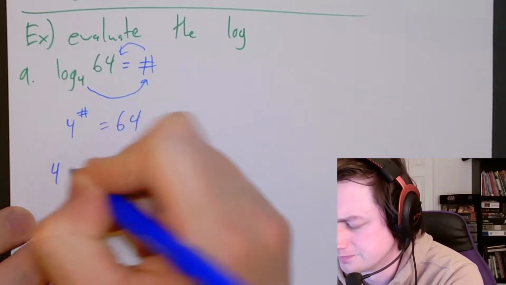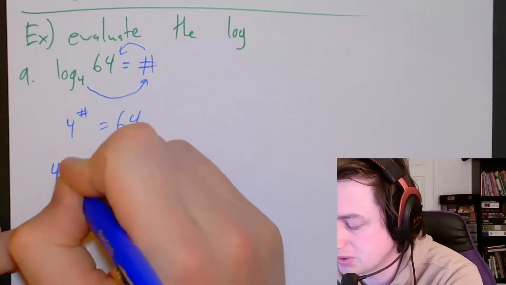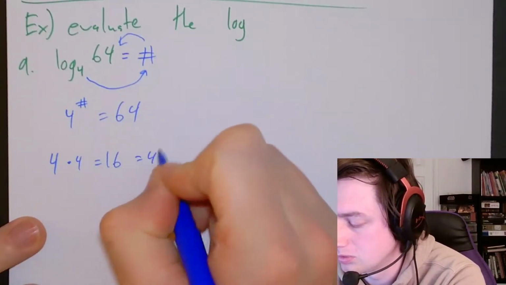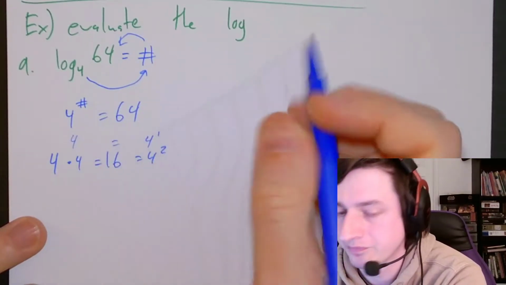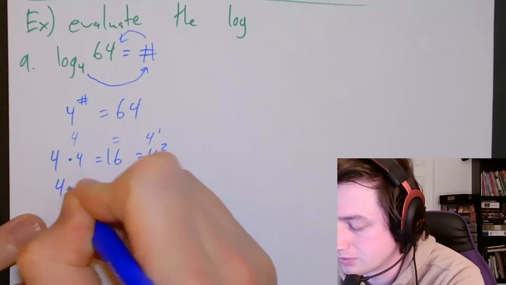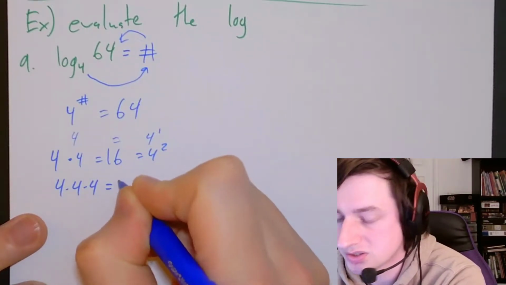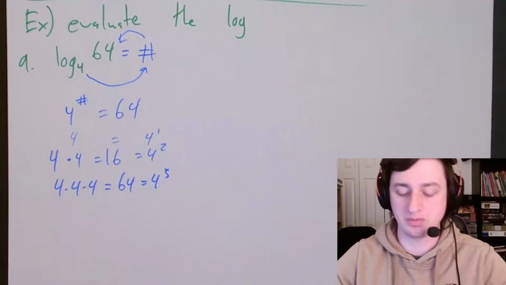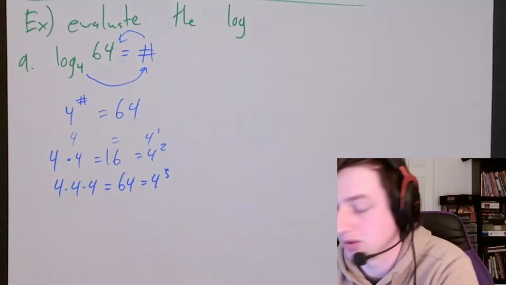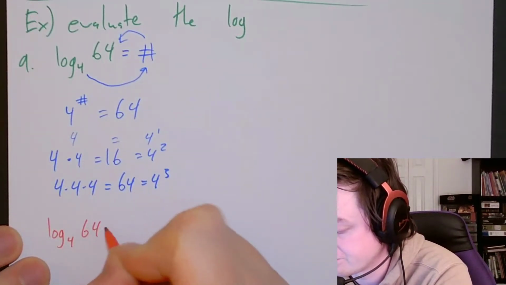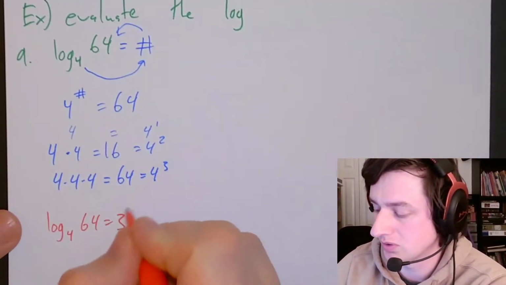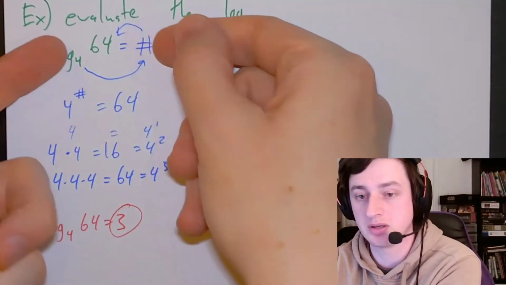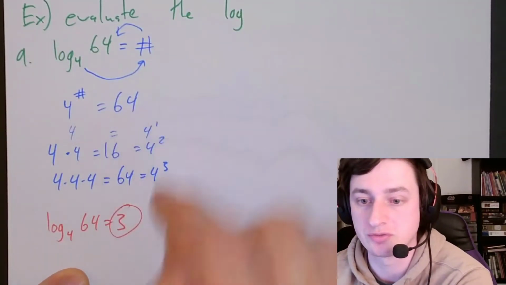Well, 4 by itself would just be 4. If I multiply by another 4, that's 16. That would be 4 squared. If we multiply by another 4, 16 times 4 is 64. That's three 4s. So this number, log base 4 of 64, has to be 3. So this would be my answer. 4 to what exponent? What's the exponent? That's what this is saying. 4 to the exponent of 3 gives us 64.